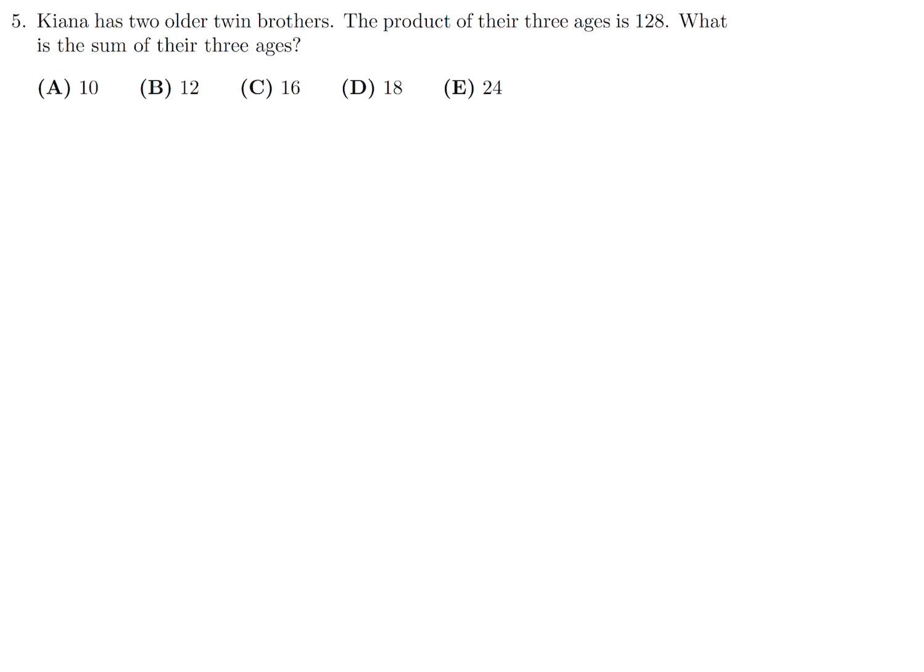Kiana has 2 older twin brothers. The product of their 3 ages is 128. What is the sum of their 3 ages? Kiana, and then we'll just call them brother and brother. And if you multiply those three ages, it's 128. And what we need to find is K plus B plus B.